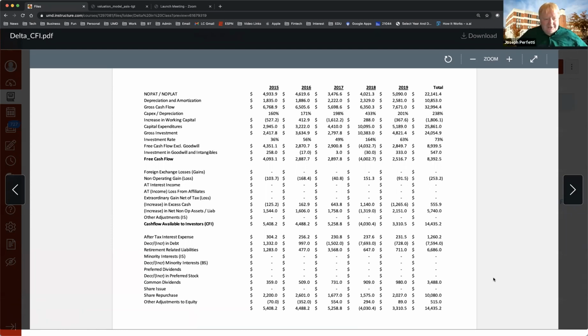Okay. I appreciate the highlights. One thing is you had your ratio for the investment rate flipped. It's actually gross investment divided by gross cash flow.